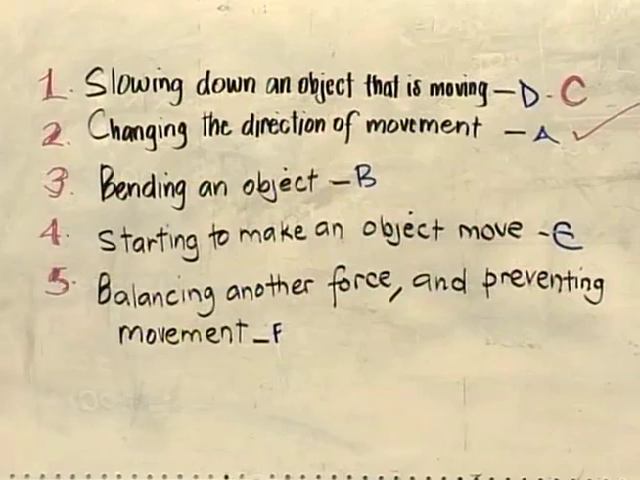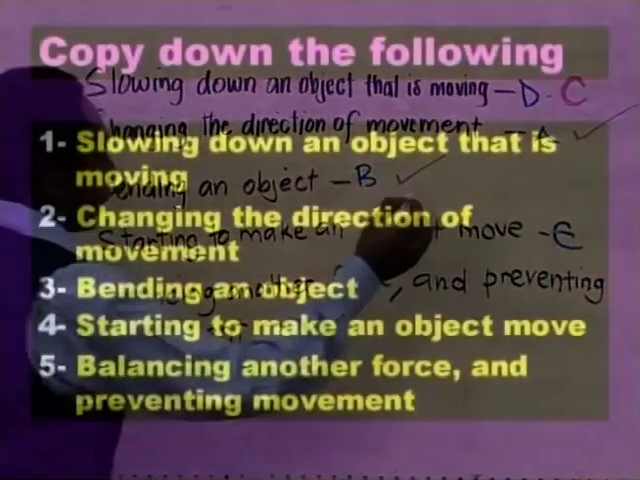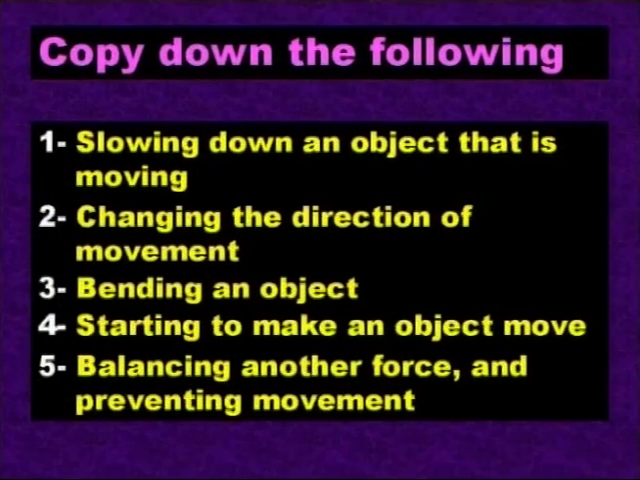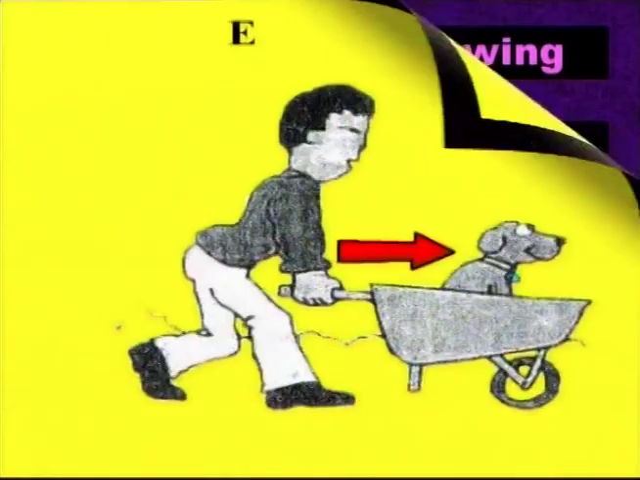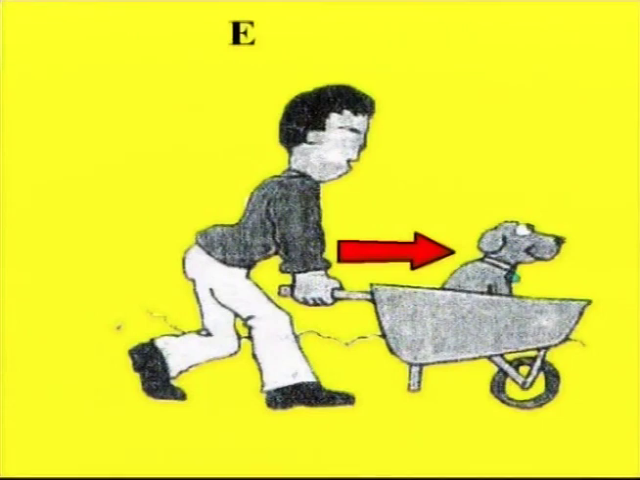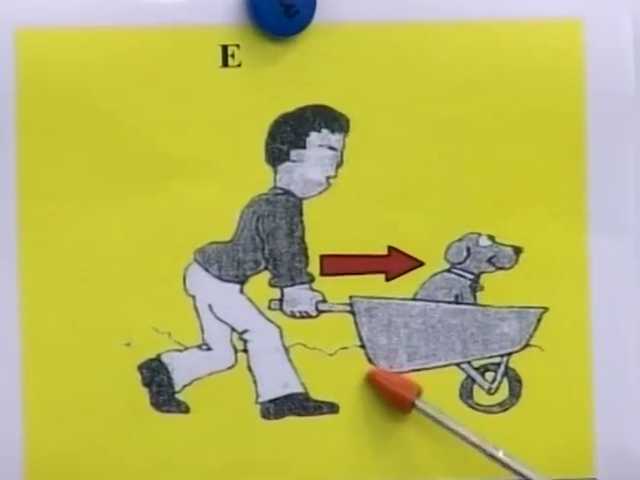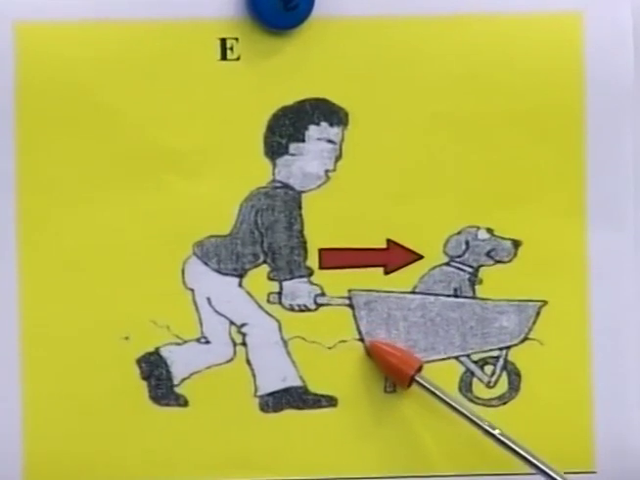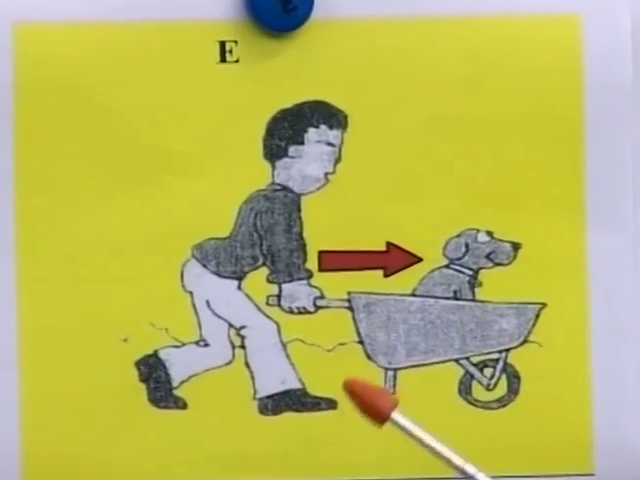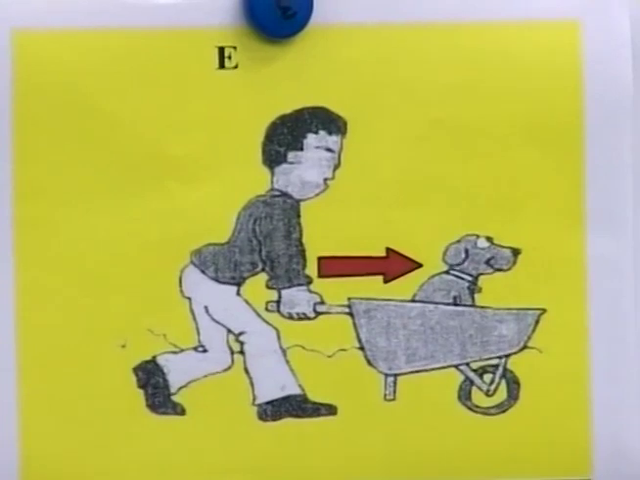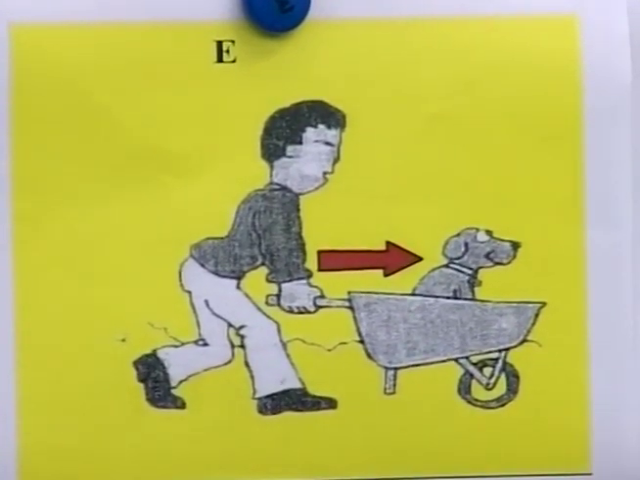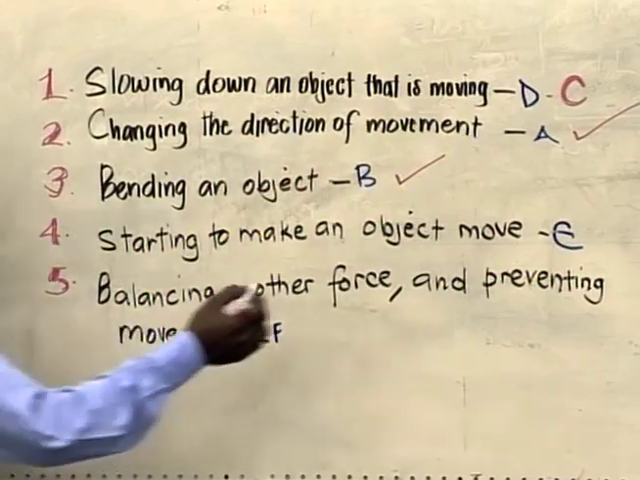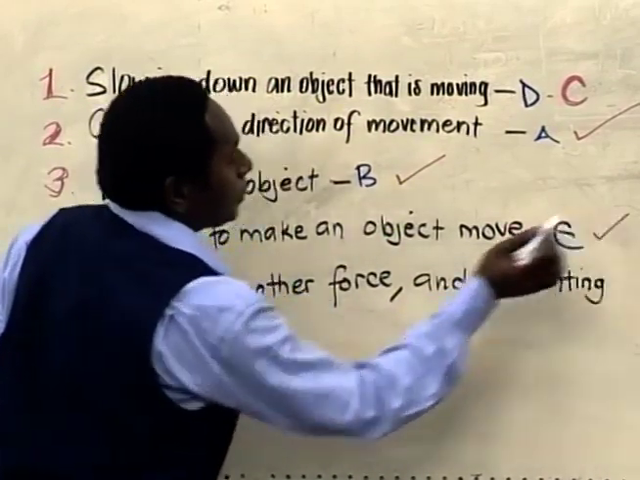And number 4, starting to make an object move. They think it is picture E. Okay, now this fellow is pushing his little dog, and once he lifts that wheelbarrow, he will start to make an object move. Use the force to start to make an object move. So that is correct. Starting to make an object move.